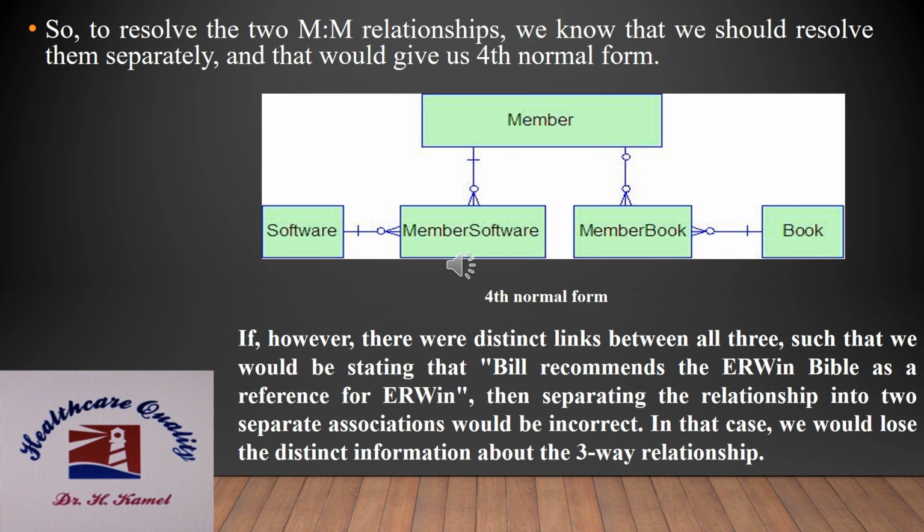So, to resolve the two many-to-many relationships, we know that we should resolve them separately, and that would give us the fourth normal form. If, however, there were distinct links between all three, such as that, we would be stating that Bill recommends the Irwin Bible as a reference for Irwin. Then separating the relationships into two separate associations would be incorrect. In that case, we would lose distinct information about the three-way relationship.